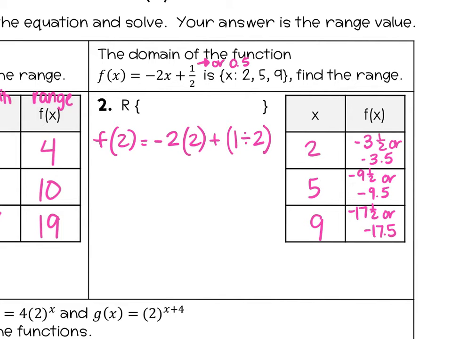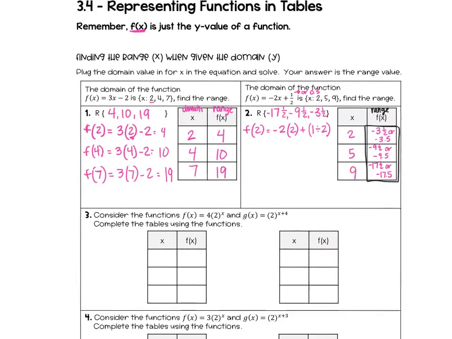So remember, this is my range, so that's going to be my final answer over here. So negative 3.5, negative 9.5. Oh, actually, least to greatest would be the other way, my bad. So negative 17.5, negative 9.5, and negative 3.5. So remember, least to greatest, in this case we had all those negatives, so it went a little different than usual.